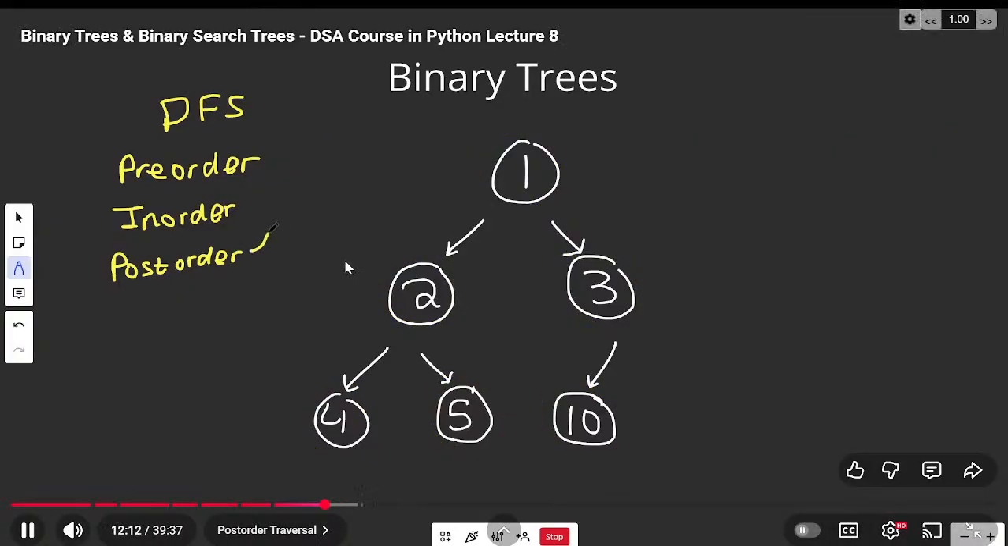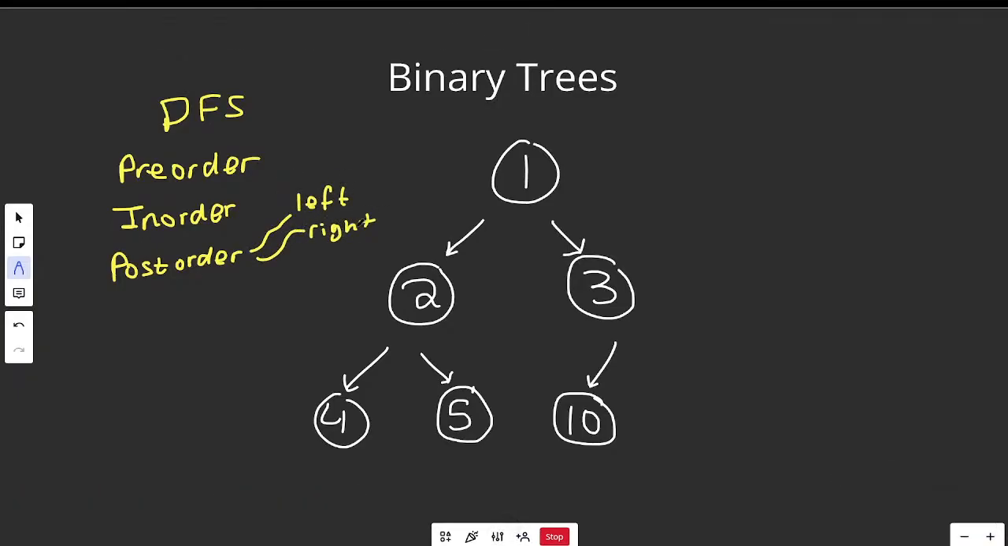Okay, now let's do a post-order traversal. So what that means is the first thing you do is go left, and the second thing that you do is go right. And then after you've processed your left and your right side, then what you're going to do is yourself, your current node.